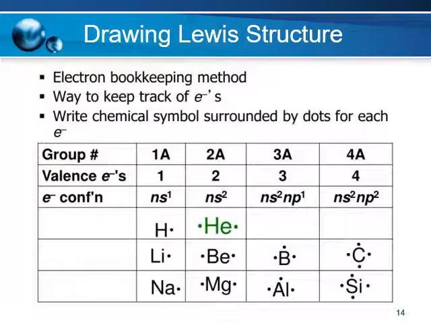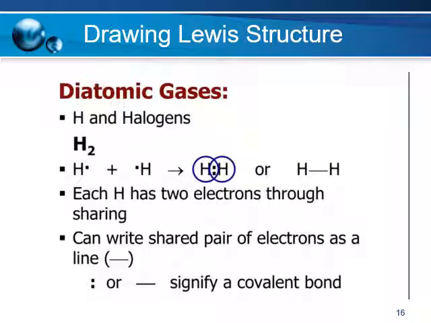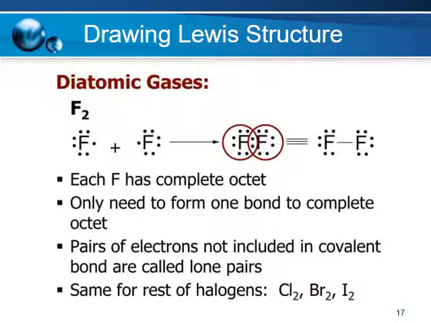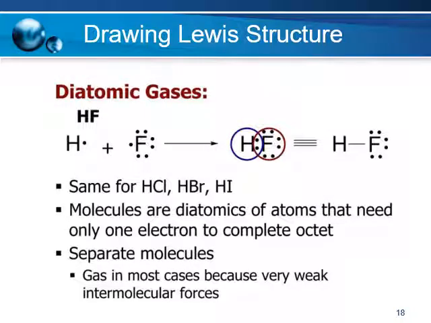So this is how we draw the Lewis structure. We have seen diatomic gases like hydrogen and hydrogen, they are sharing. They are similar, so they are sharing and form a covalent bond. Fluorine and fluorine also share the electron and form a covalent bond. Same thing, just to show you what the diatomic gas is. H and F also form a covalent bond to complete the octet.